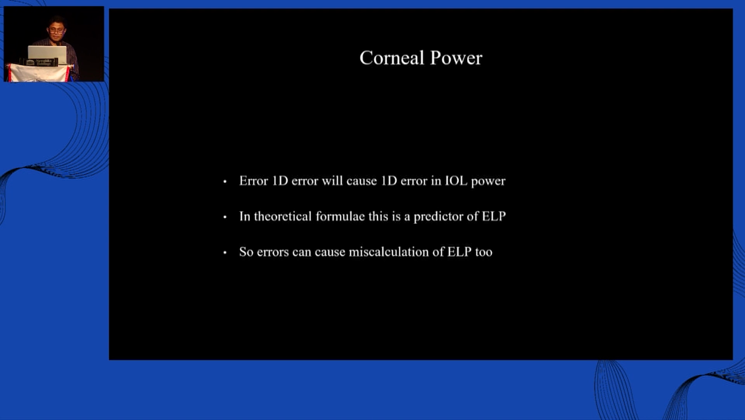So one diopter error will cause a one diopter error in the IOL power also, and also in theoretical formulae like SRK/T, this will predict the ELP also. So if you make a mistake here, you will make mistakes in the error and also in the ELP. So in our practice, I'm very concerned how they measure corneal power, because here if you do it in a rush, you can make great mistakes.